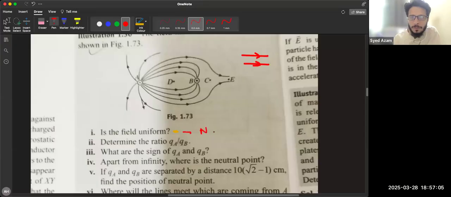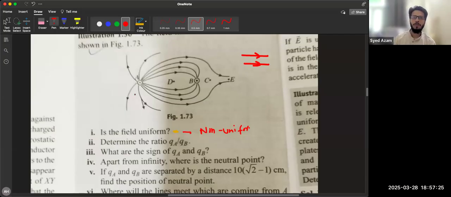The field is non-uniform. If you have a uniform field, it means both the magnitude as well as the direction of the field will not change. Then the field lines will be parallel, equidistant field lines. Then you need the ratio of QA and QB. To get the ratio of QA and QB, you just have to count the number of field lines.